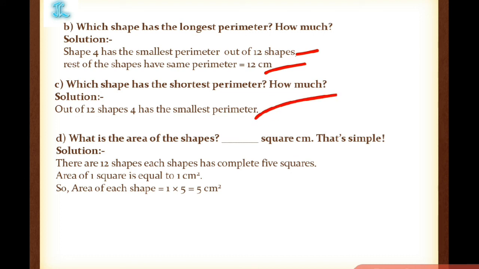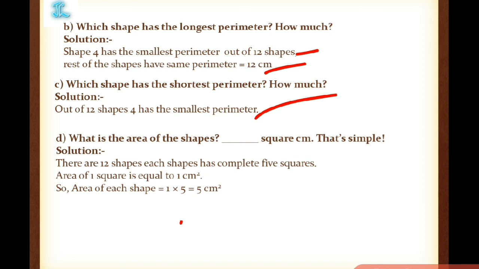What is the area of the shapes? Dash square centimeters. So now what they are asking? They are asking us to find the area. So how many shapes are there? 12 shapes. Each shape has complete 5 squares. We have already seen every box has 5 squares.